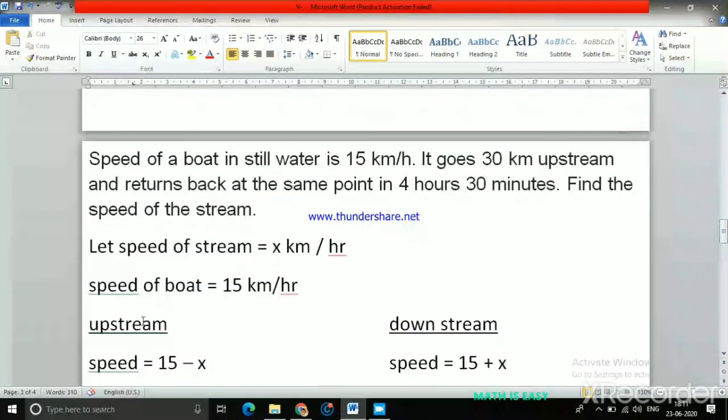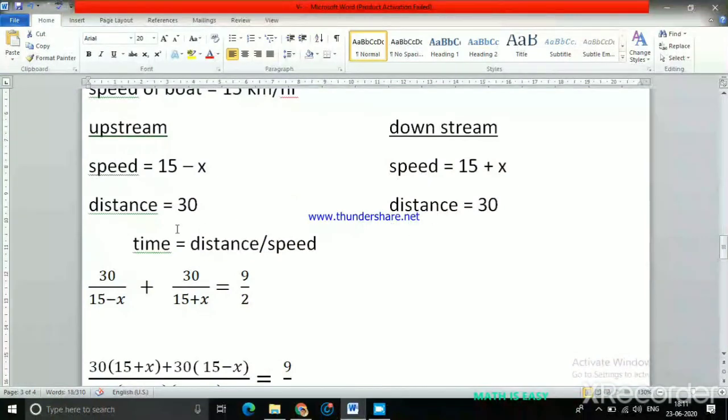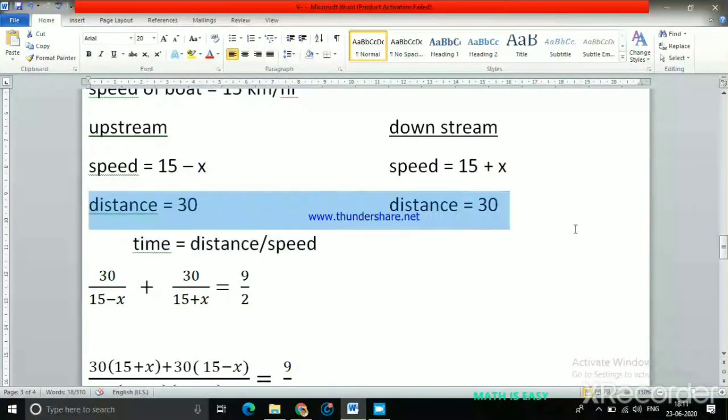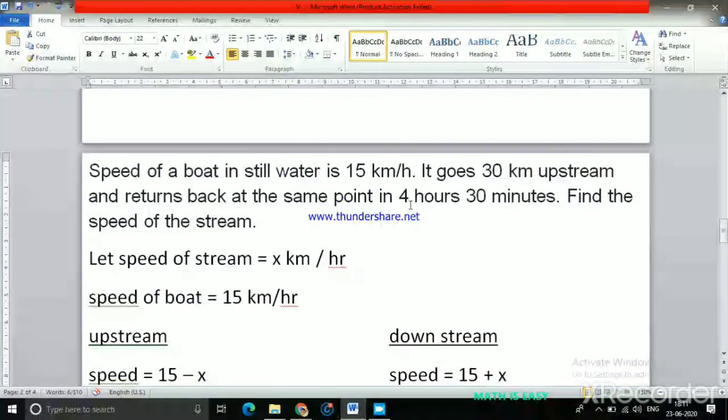So you have to be very careful. Here the question is very simple. The distance of upstream and downstream are both the same, so I have taken the downstream distance and upstream distance both as 30 only here, and the total time is given as 4 hours 30 minutes. For example, 30 minutes is exactly half an hour. If they give 20 minutes, 20 minutes is 1/3 of an hour.